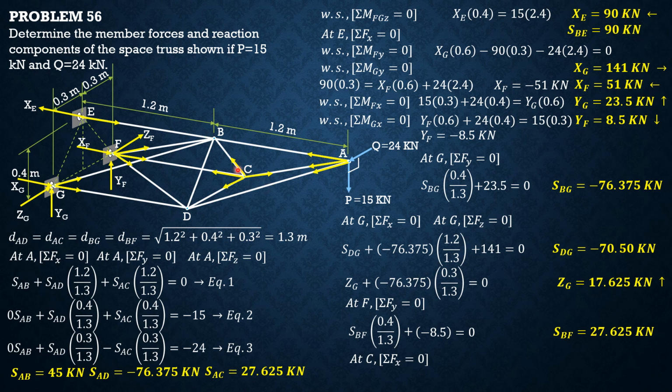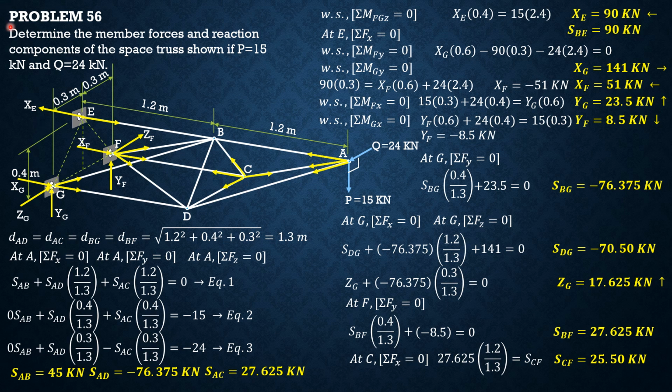By the way, BC and CD are on the vertical plane, parallel to the YZ plane. So there's no X component for BC and CD, as well as BD if it is involved later. So summation forces X equals 0. SAC, which is 27.625 times 1.2 over 1.3, equals SCF. So SCF is positive 25.5 kilonewtons.